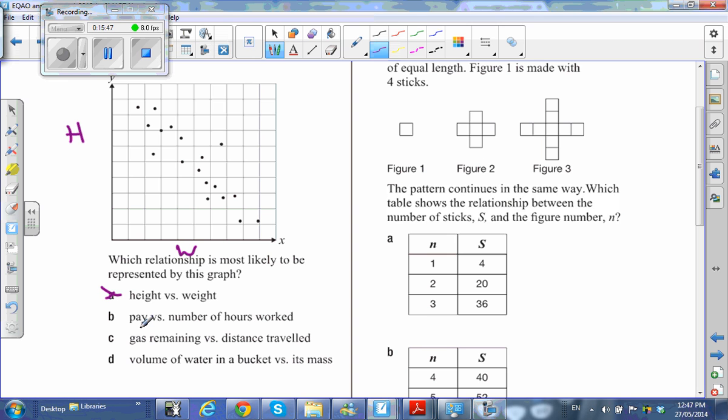What about pay and number of hours worked? Again, that doesn't make sense because as the number of hours increase, as we go out this direction, your pay should also increase. So that would be work 0 hours, you get paid 0, and then it should go more up like this. Okay.